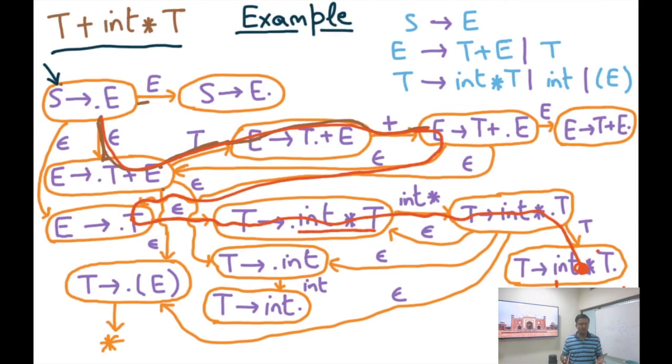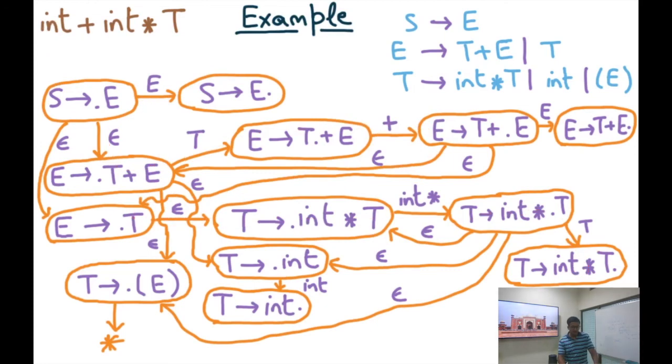And because every state is an accepting state, this is actually a viable prefix because there is a path that reaches the accepting state in the NFA. So the answer is yes, this is a viable prefix. Okay, let's look at another example.